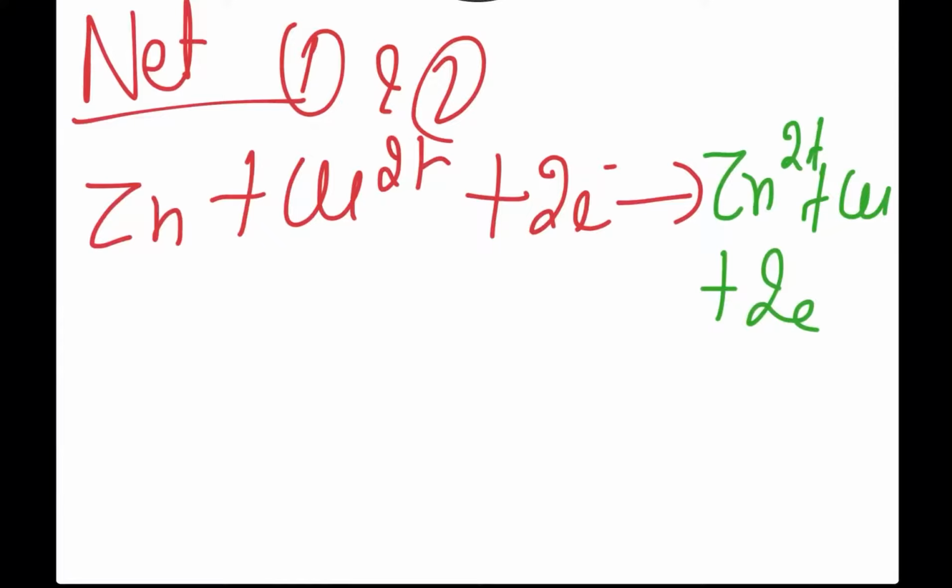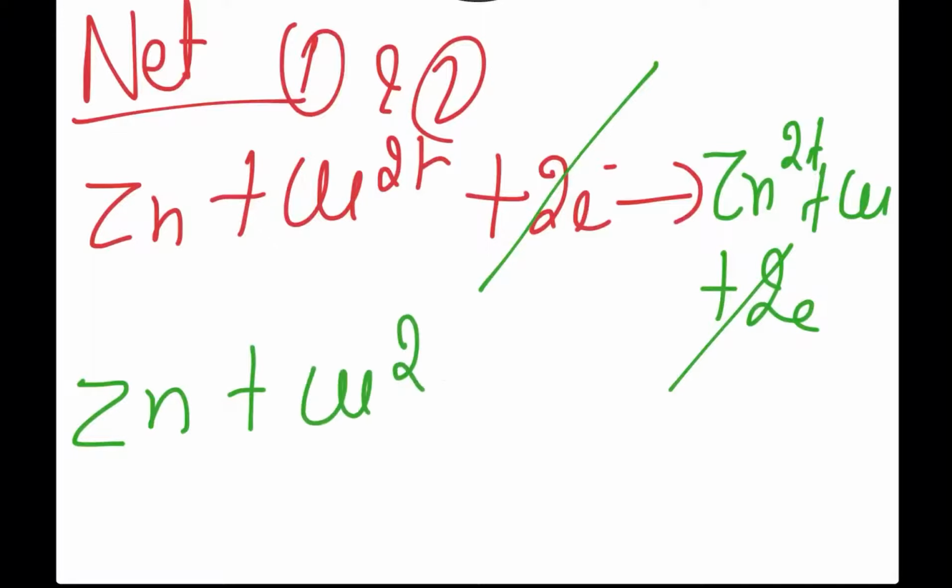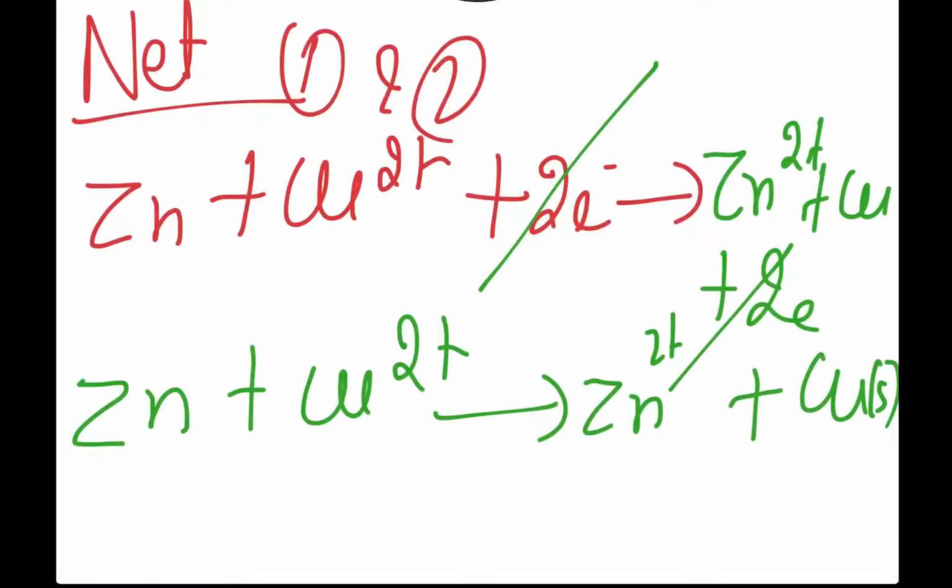Now electrons are same on both the sides, so they get cancelled. When we have same electrons on both the sides, they get cancelled, and we get the final value as zinc plus copper 2 positive gives me zinc 2 positive plus copper solid. This is also zinc solid. Okay, this is the complete reaction in the galvanic cell.